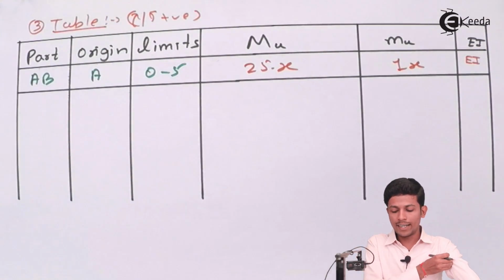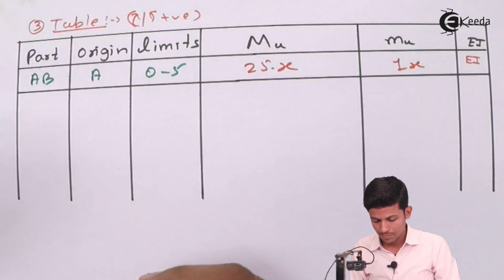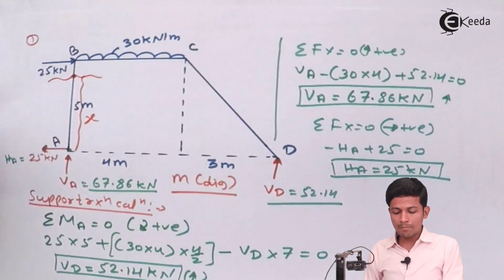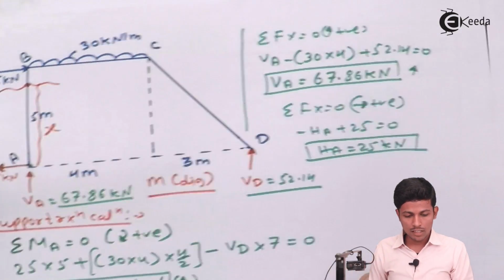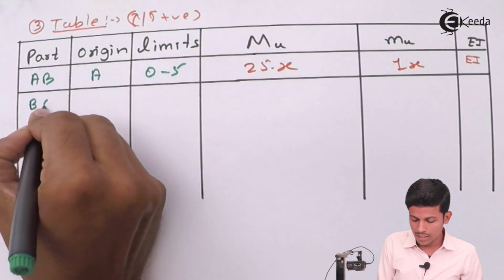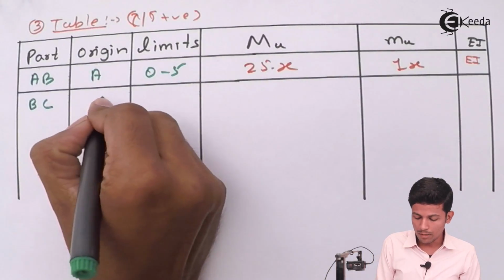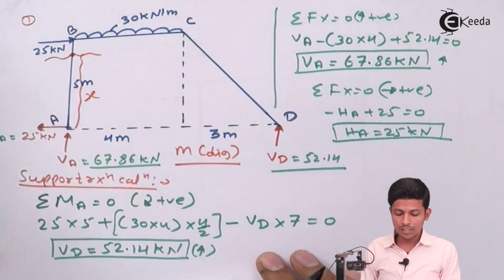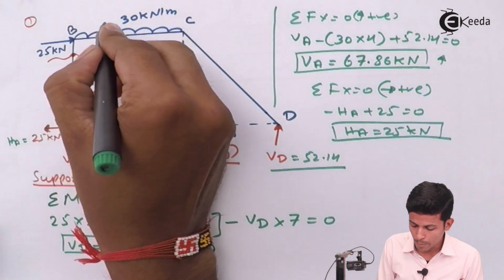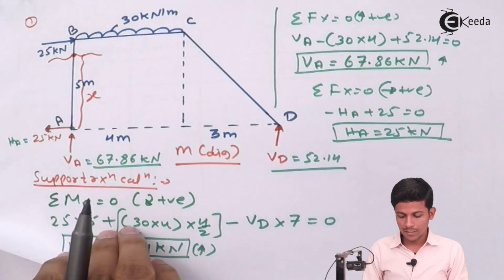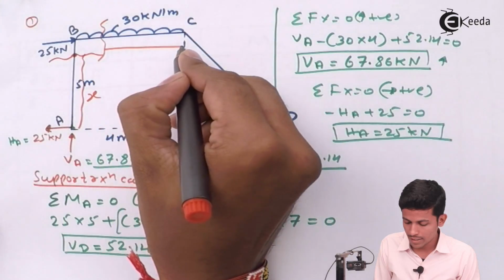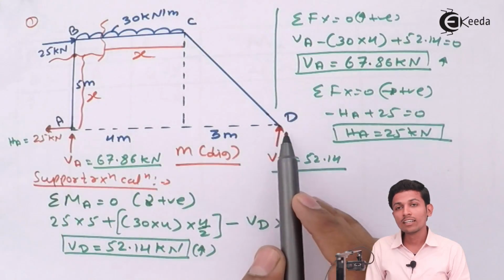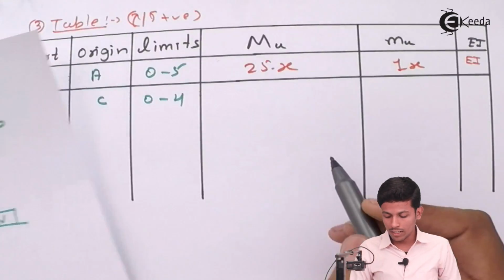After that, what will come? We have done with the AB part. Now part B and C. Origin will be C, and limit will be 0 to 4. Now see, this is quite complicated over here, but in the basics we are taking a section over here, and this distance will be x. Now we are seeing this side, not that side.